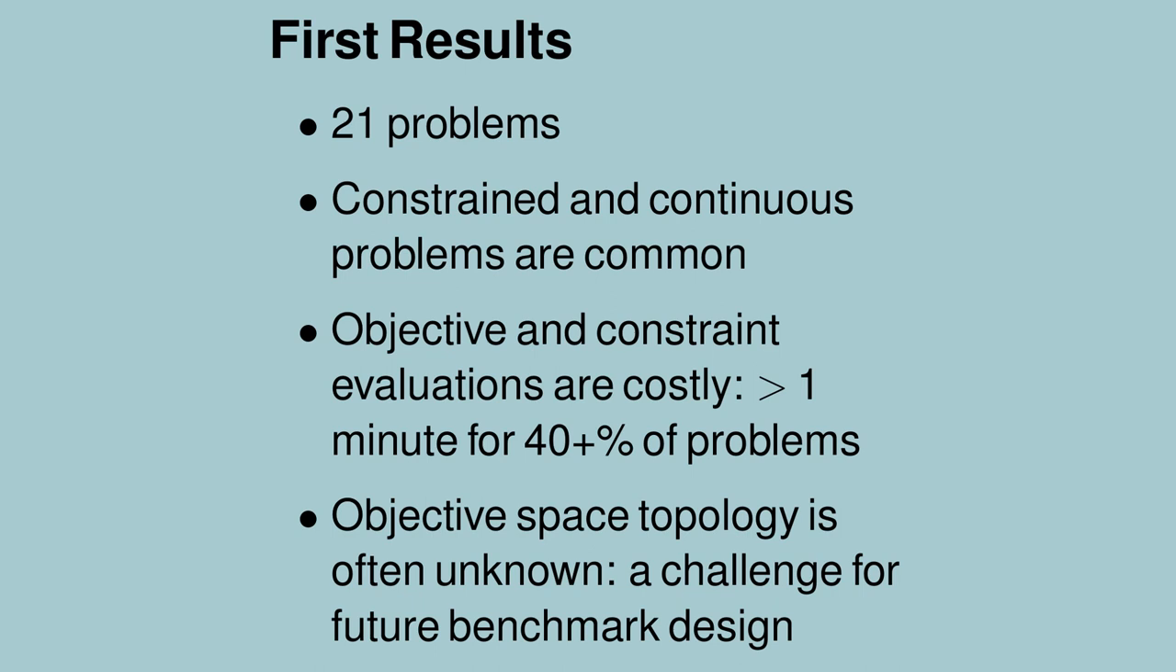We also have some first results based on the 21 problems we collected for this paper. We already have more now and are also still collecting. Out of these 21 problems, 70% only have continuous variables, which is quite a large majority. Further, more than 40% of the problems have objective or constraint evaluations that take more than a minute, which encourages the need for work on techniques such as surrogate-assisted optimization.